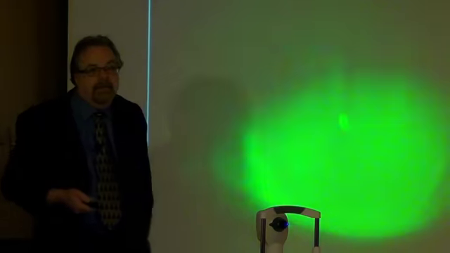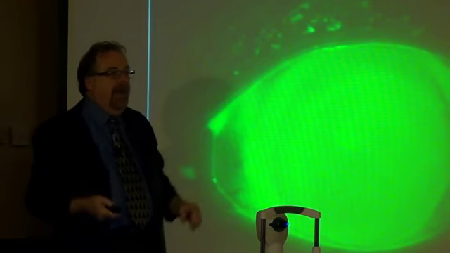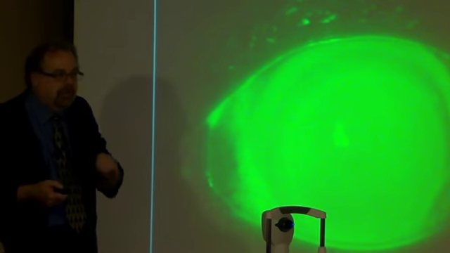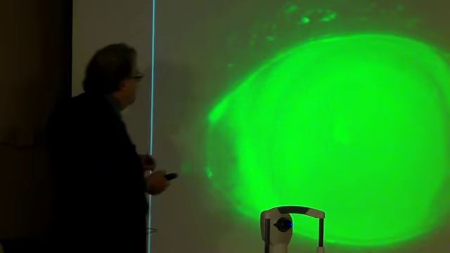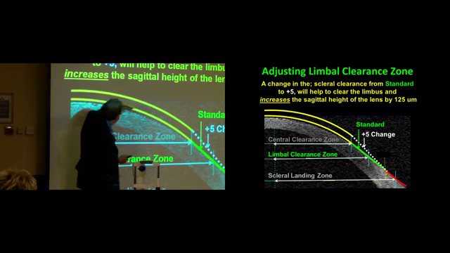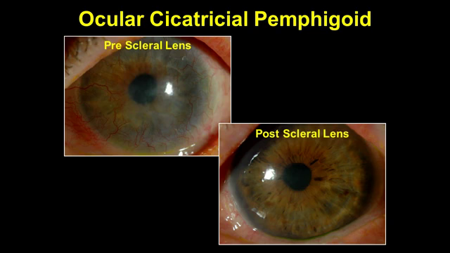Now we have to let the lens settle in, see how much it drops, and we have to anticipate that and overshoot our apical clearance. I'm convinced I'm going to be okay because as I made that angle 5 degrees steeper, I lifted the contact lens up 125 microns. Now, one more case to share with you.